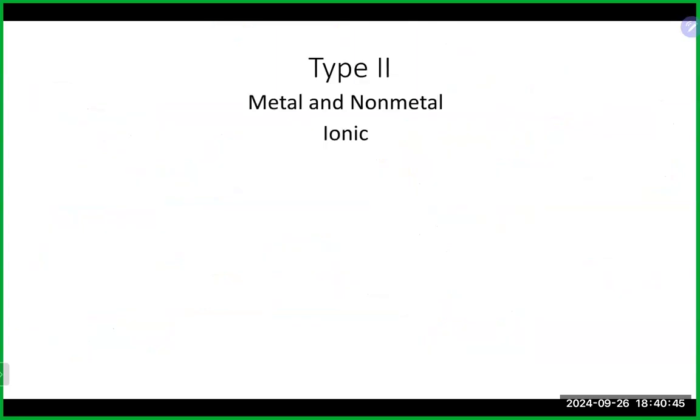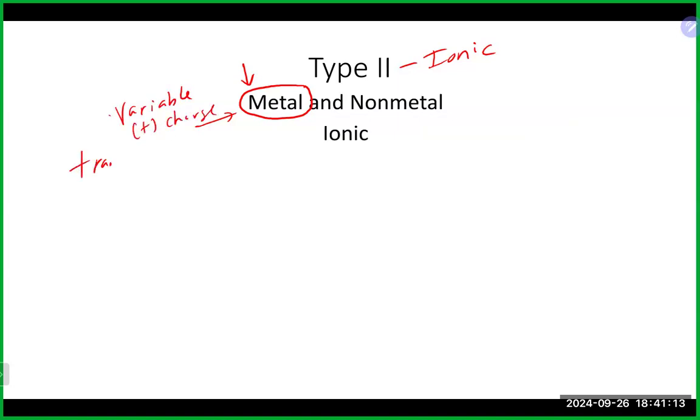Then let's talk about type 2 ionic compounds. And type 2 is still ionic. It is still between a metal and a non-metal, and nothing much has changed in the fact that it is still the metal that is the most important one here. The difference between a type 1 and type 2 compound is the type 2 metal has a variable positive charge. So those are going to be your transition metals.